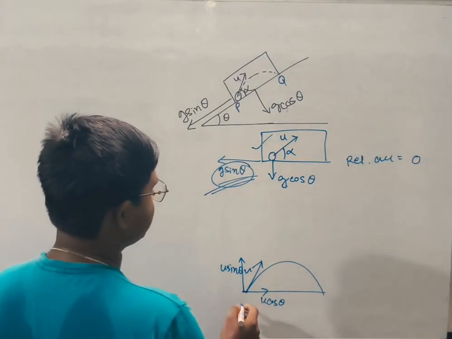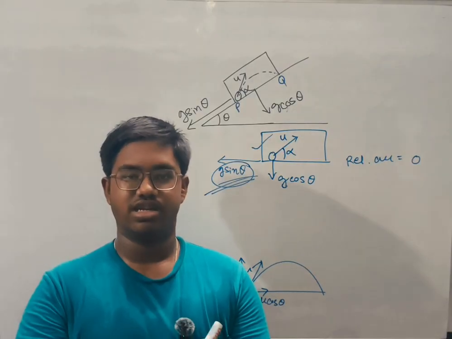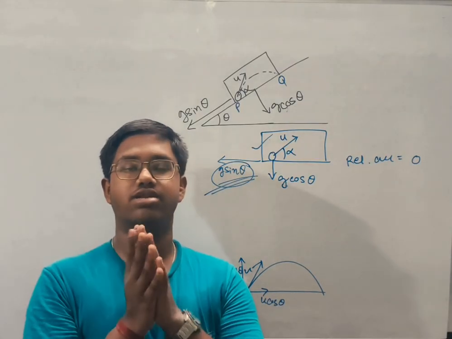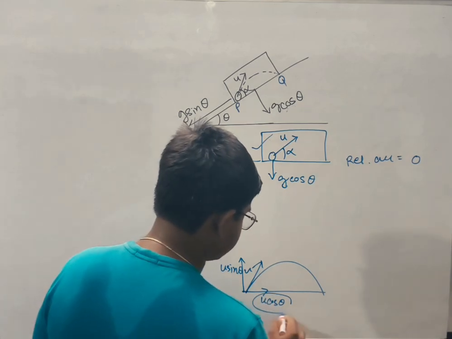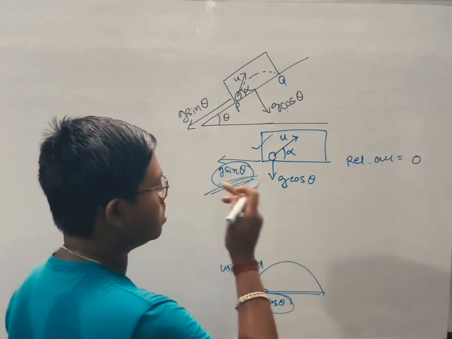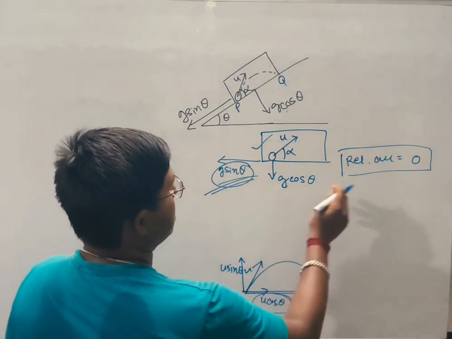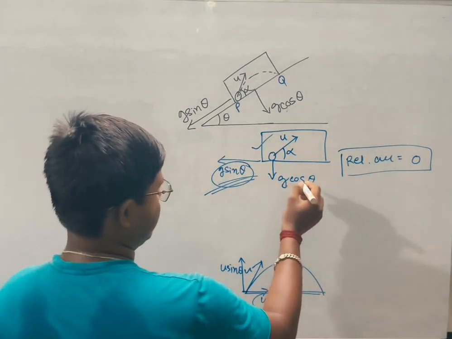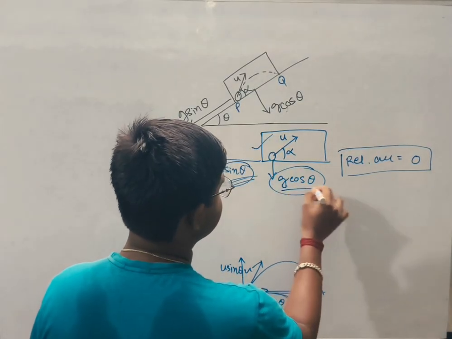Whenever the u sin theta component is taking the ball through the vertical displacement, at the same time u cos theta is covering the range of the projectile. So the relative acceleration is 0, and here is the velocity, and the acceleration acting in this direction is g cos theta.